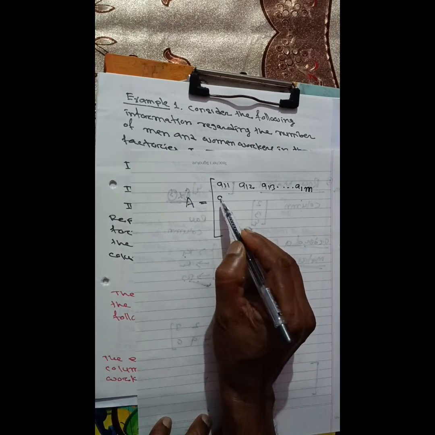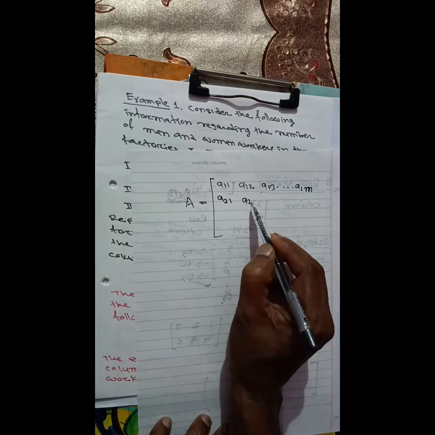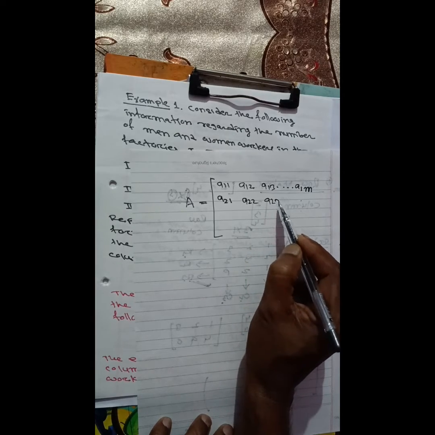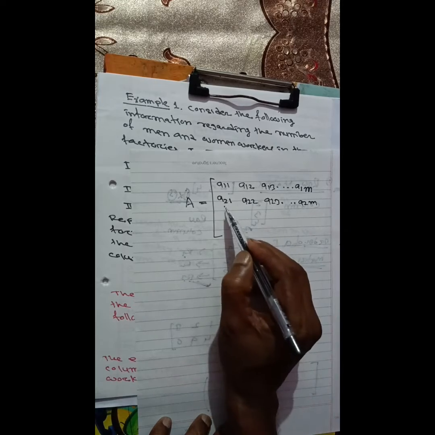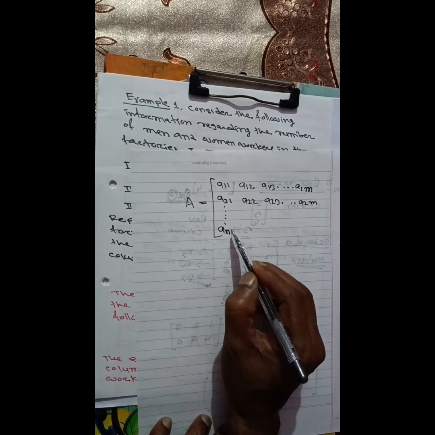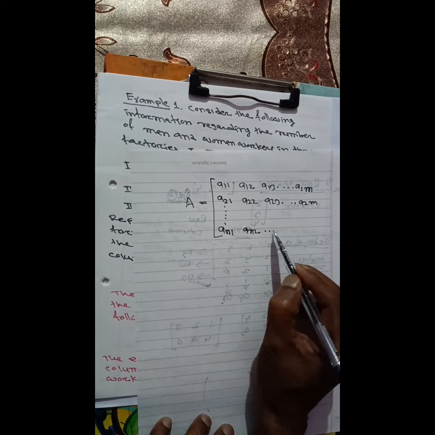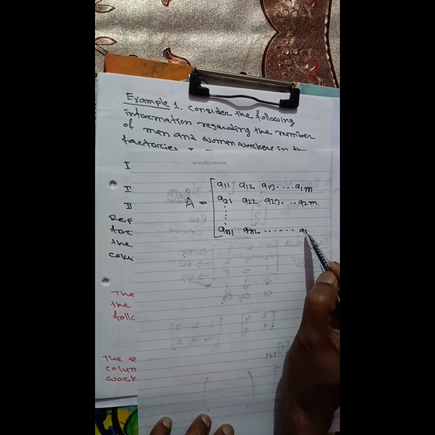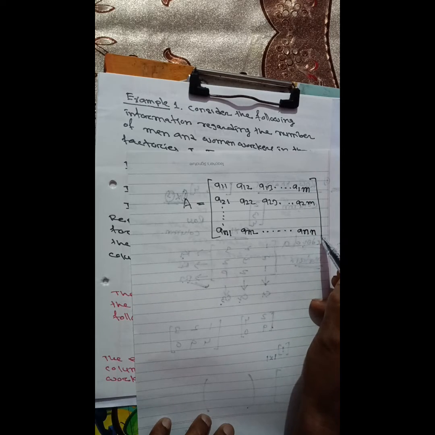Similarly, the second row: A21, A22, A23, dot dot dot, A2M. Similarly, dot dot dot, the N-th row: AN1, AN2, dot dot dot, ANM. This is the general matrix.